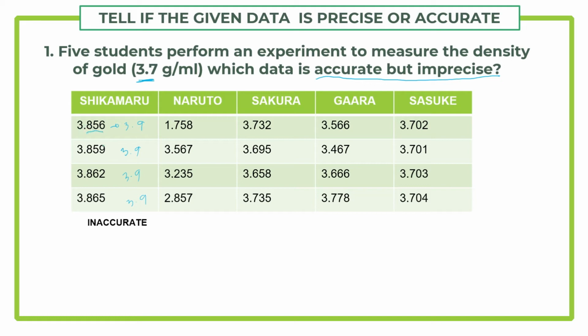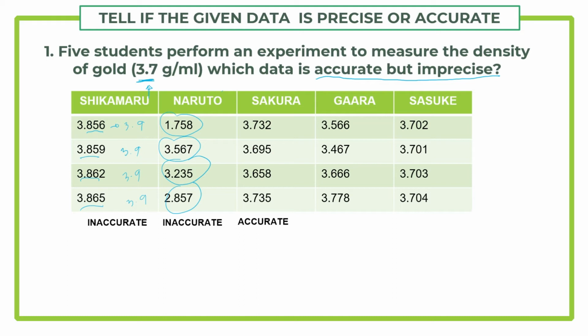Okay, kapag nag-round up tayo, ayan ang mga nakukuhang data. Malayo siya sa 3.7. Kaya siya tinawag na inaccurate. Next one kay Naruto, another inaccurate because sobrang layo ng data niya sa 3.7. Okay? Next, we have Sakura that is accurate.